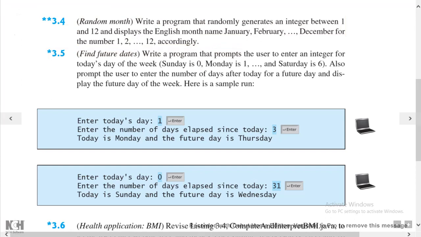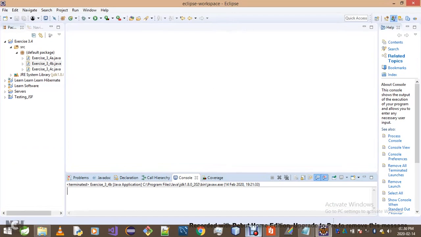Okay, so we gotta write a program that randomly generates an integer between 1 and 12 and displays the English month name, January, February, and so on up to December, for the numbers 1 up to 12 accordingly. I've already made the videos doing it from student A's perspective. I also gave a video doing it from student B's perspective.